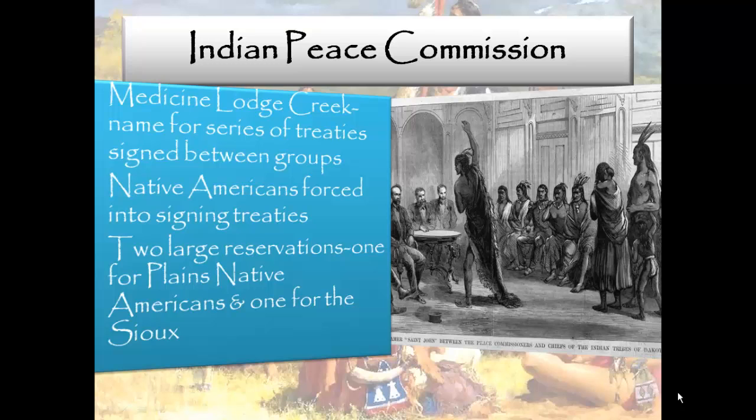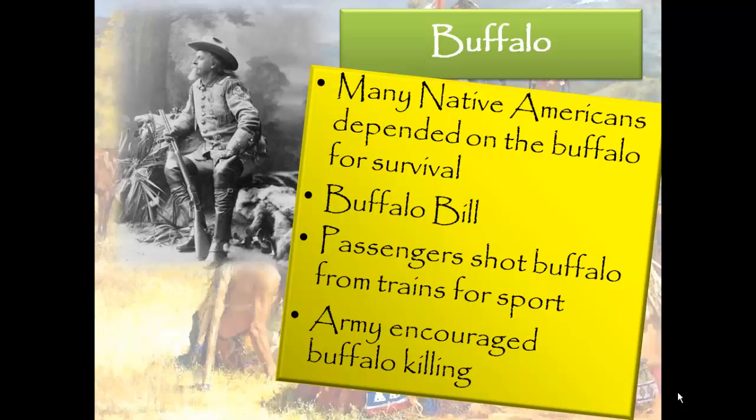The Indian Peace Commission basically hammered out 3 different treaties. They are all grouped together with one name called the Medicine Lodge Creek Treaties. But basically, Native Americans are forced into signing treaties that created 2 large reservations, one for the Plains Native Americans and one for the Sioux. And this is where they agree to move on to the reservations, and they give up their lands. Not everybody, not all Native Americans are going to move to the reservations.